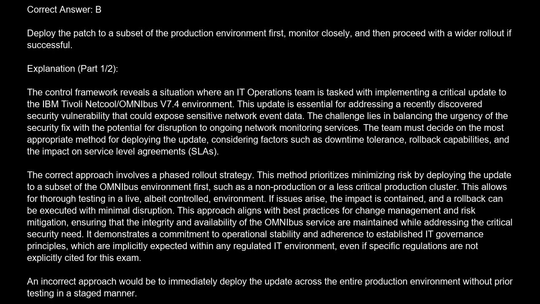The correct approach involves a phased rollout strategy. This method prioritizes minimizing risk by deploying the update to a subset of the OMNIbus environment first, such as a non-production or a less critical production cluster. This allows for thorough testing in a live, albeit controlled, environment. If issues arise, the impact is contained, and a rollback can be executed with minimal disruption.